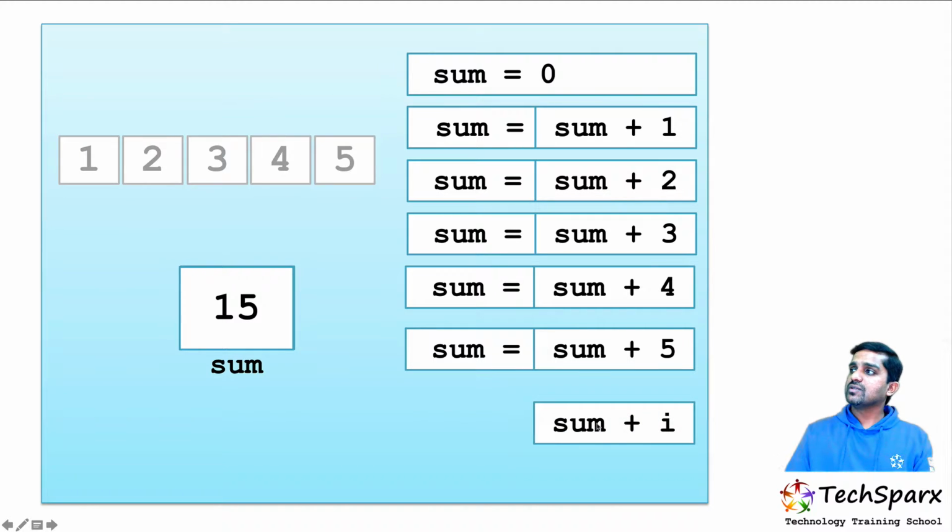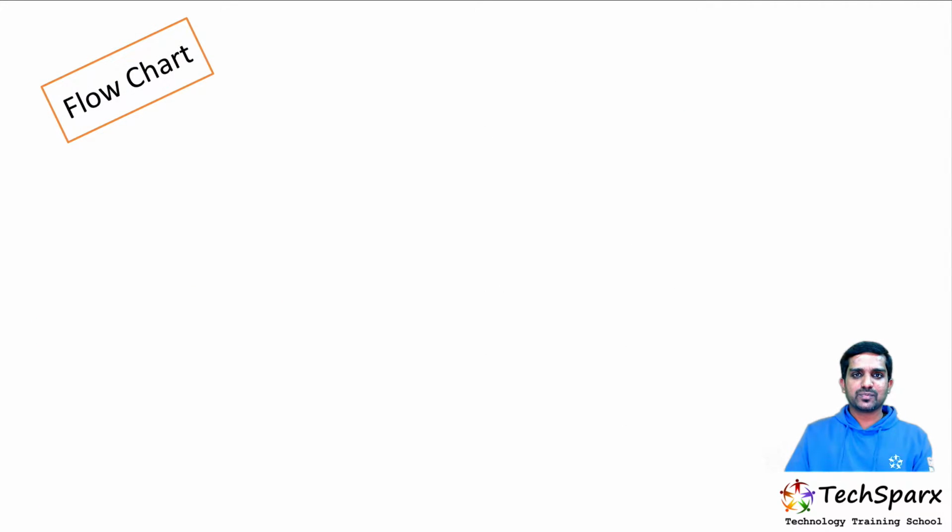So what I'm going to do is, instead of writing sum plus 1, 2, 3, 4, 5, I'm going to write sum plus I, which will be assigned to sum equal to sum plus I. If I run this statement, sum equal to sum plus I, with I as 1, 2, 3, 4 and 5, I still get the same result. So let's look into the flow chart of achieving this program.